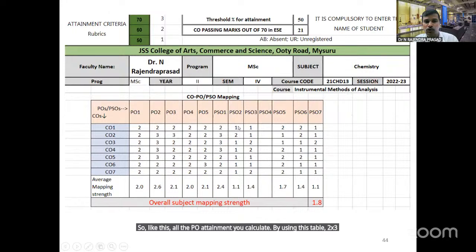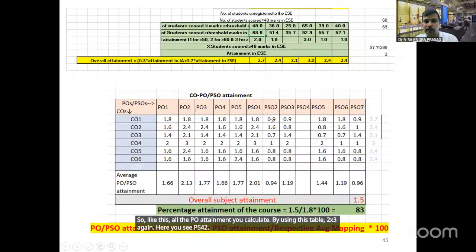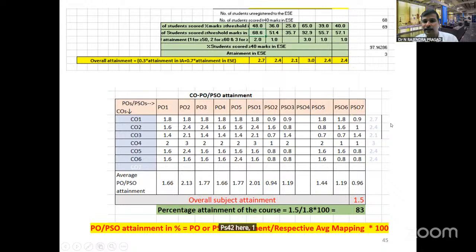Here you see PSO2. PSO2 here, 1 by 3 into 2.7, you will get 0.9. Like this, all the PO attainment and PSO attainment you have to calculate. So average PO attainment you do by just taking the average of all these things, 1.66, 2.13, like this.